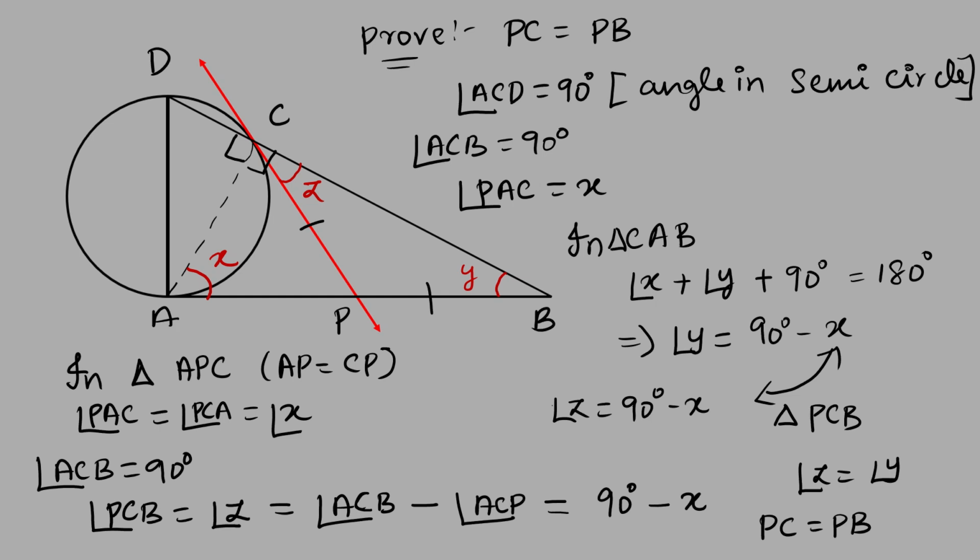And we already knew PC is equal to PA from previous, because tangents drawn from an external point are equal in length, and PA is equal to PC and PC is equal to PB, which ultimately makes that point P the bisection point of AB.